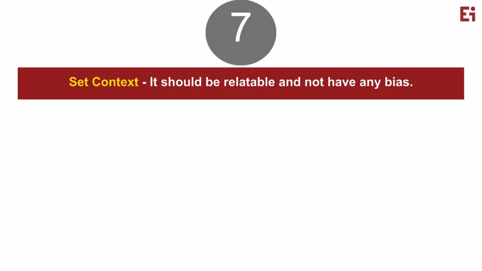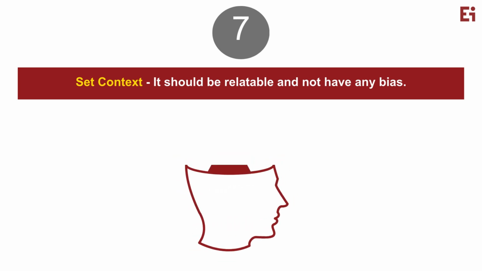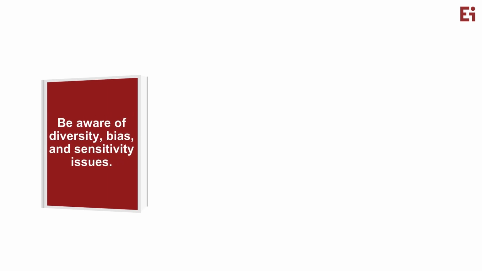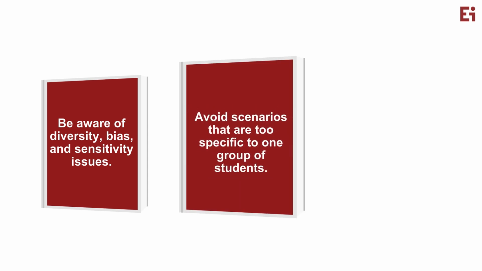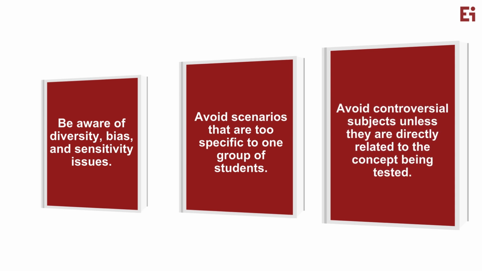Another important practice is to make sure the context in the MCQs is relatable for all students and free from any bias. This ensures that every student has an equal chance to understand and respond to the question. As we've discussed before, questions must be fair. Consider diversity, avoid bias, and be sensitive to all students. Don't use examples that are too familiar to some and avoid controversial topics unless they directly relate to what's being tested.